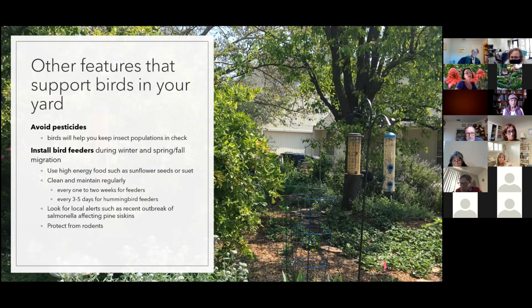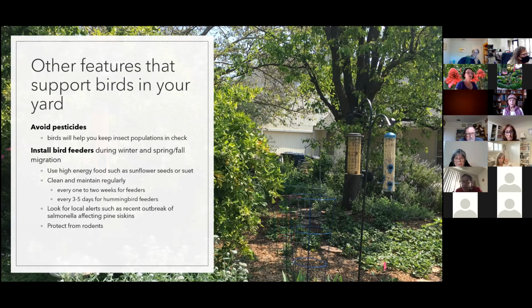So you want to use high energy foods such as sunflower seeds. You want to really maintain them and clean them out regularly to prevent having some sort of diseases come up there. And if you use the hummingbird feeders, those red feeders with the sugar solutions, they should really be cleaned every 3 to 5 days to stay clean of germs and so on.